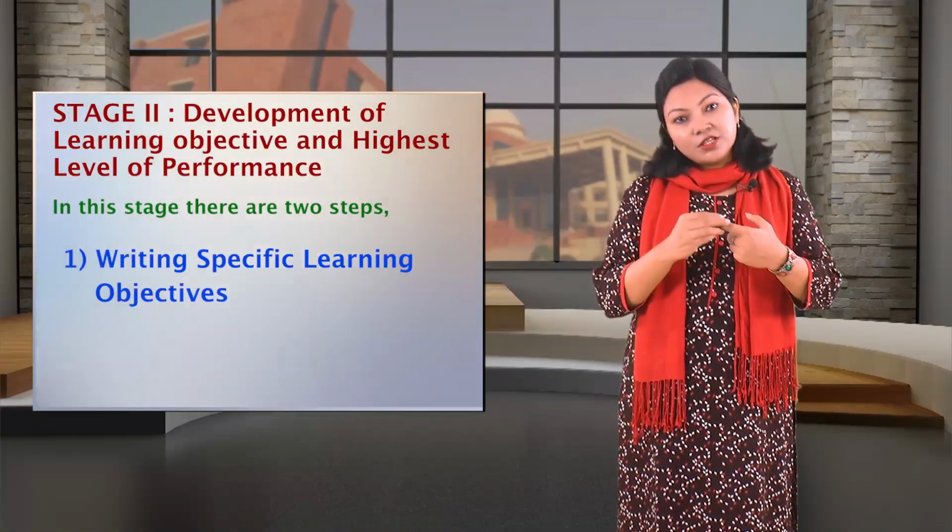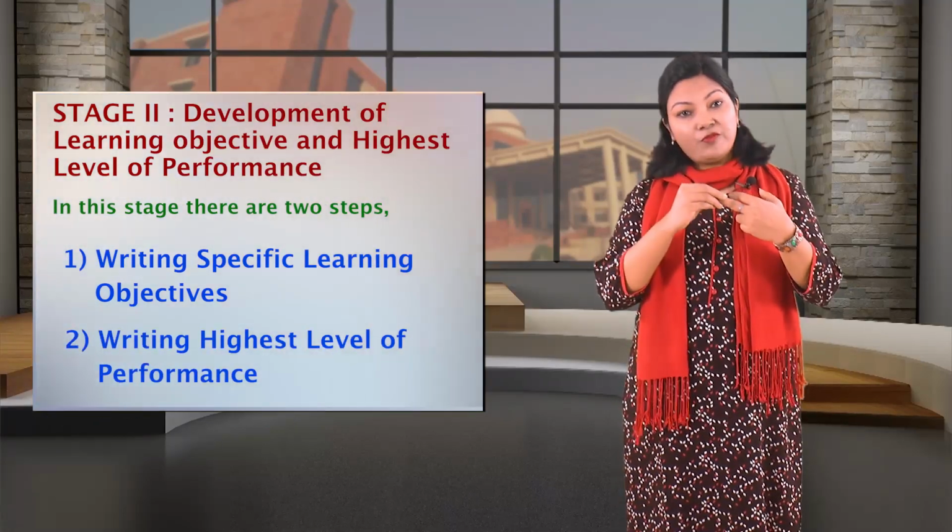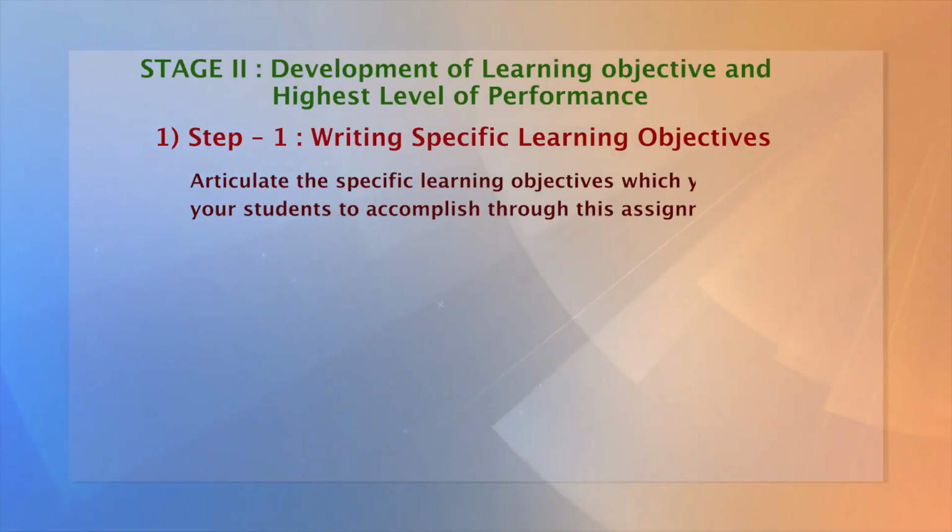After completion of stage 1, we need to focus on stage 2, which is related to the development of learning objectives and level of performance. In this stage, there are 2 steps. The first one is writing specific learning objectives and the second one is writing highest level of performance for the objectives. In step 1, that is writing specific learning objectives, you need to articulate the specific learning objectives which you expect your students to accomplish through this assignment.